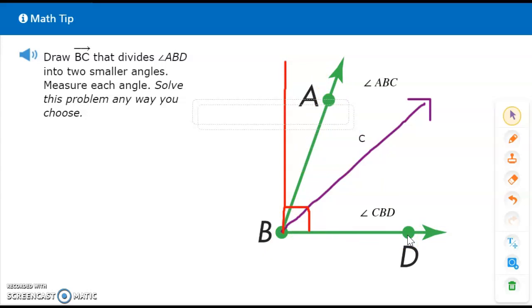Now, our instructions also tell us to measure each angle. We don't have an online protractor, so I am going to do that in a separate video and show you how to use the protractor to do that. Stay tuned.